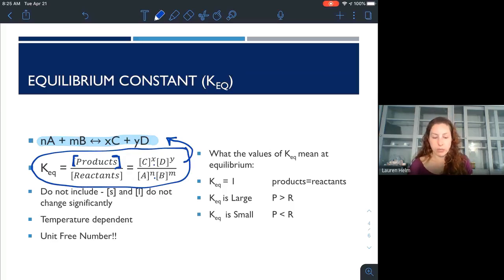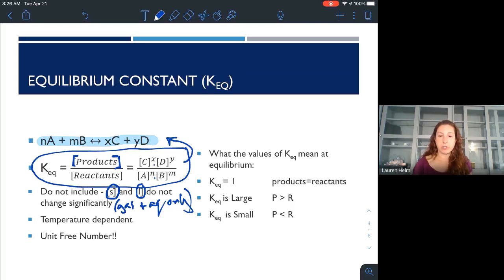Some things to note when you write this is if any of your reactants or products are solids or liquids, we do not include them because they do not significantly change our equilibrium constant. So in other words, this is gas and aqueous only.